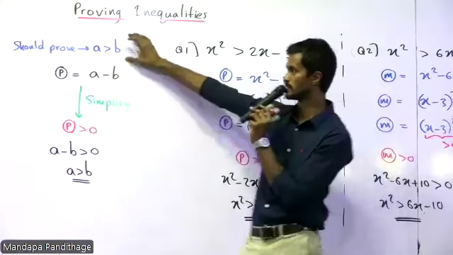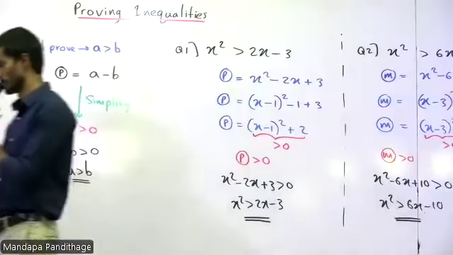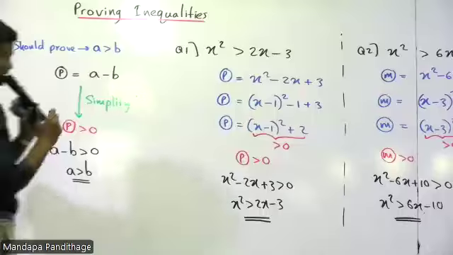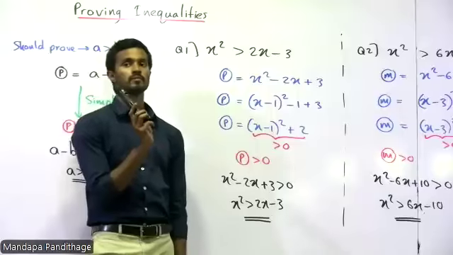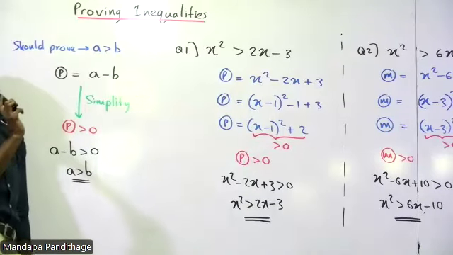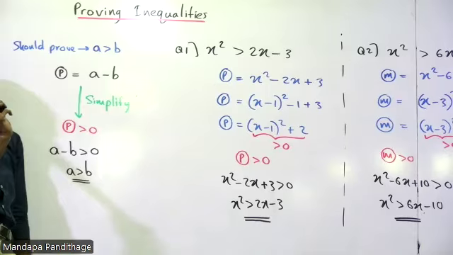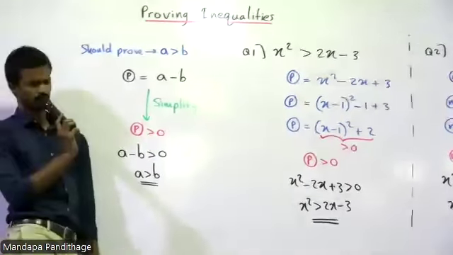For this purpose, we need to consider an expression such that, comma, write this: P equals A minus B. P equals A minus B. Okay, then continue. We have to consider an expression such that P equals A minus B.